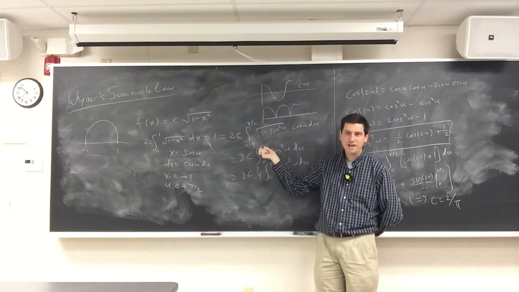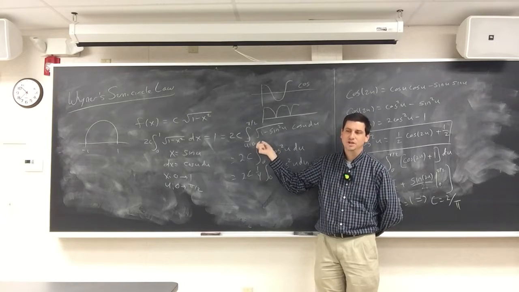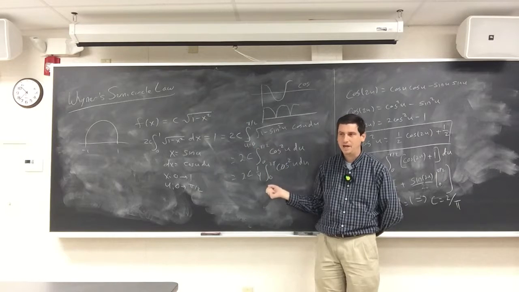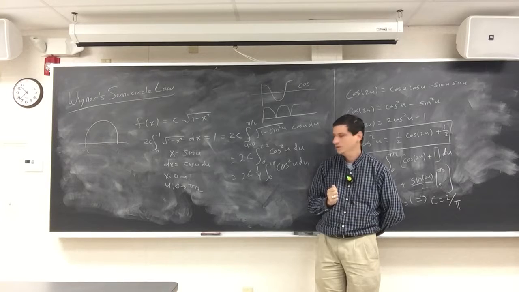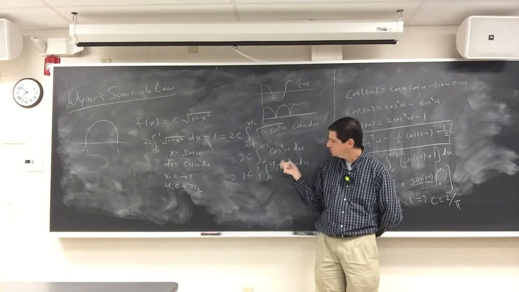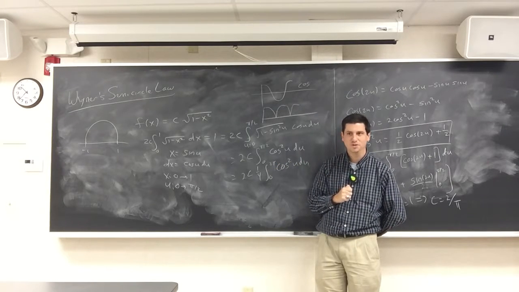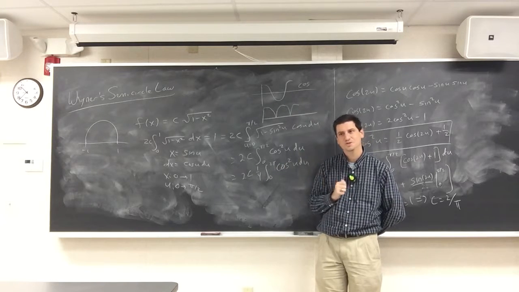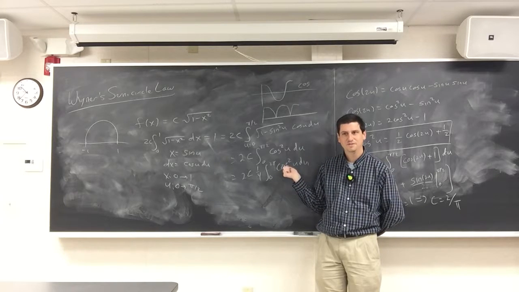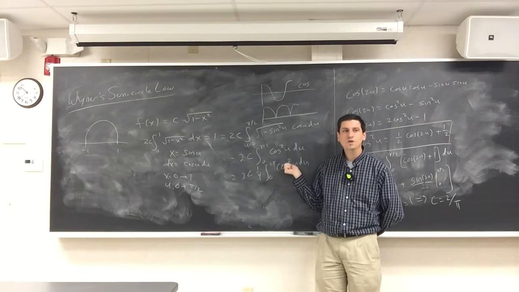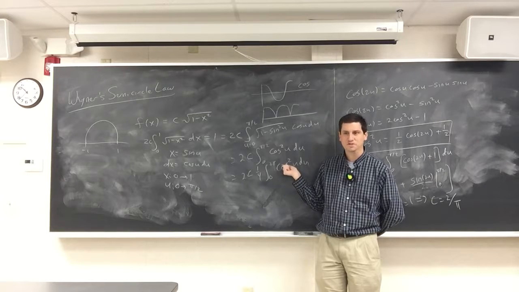Because from 0 to pi halves, it's the same value as pi halves to pi, pi to 3 pi over 2, 3 pi over 2 to 2 pi. So all I have to do is calculate the integral of cosine squared and then divide by 4. What would you like to integrate instead of integrating cosine squared? 1. How can I replace this with 1? What is preventing this from being 1?